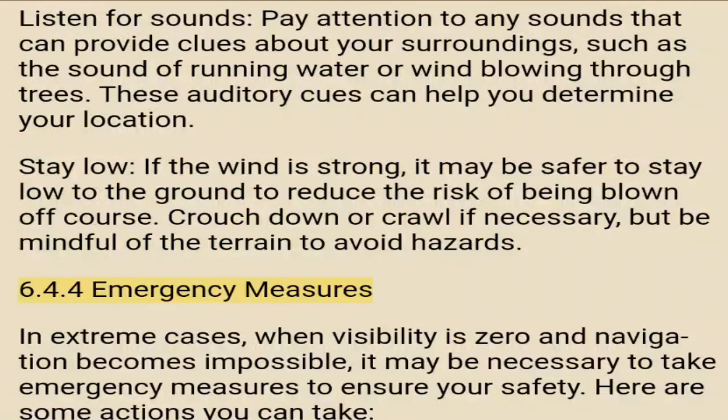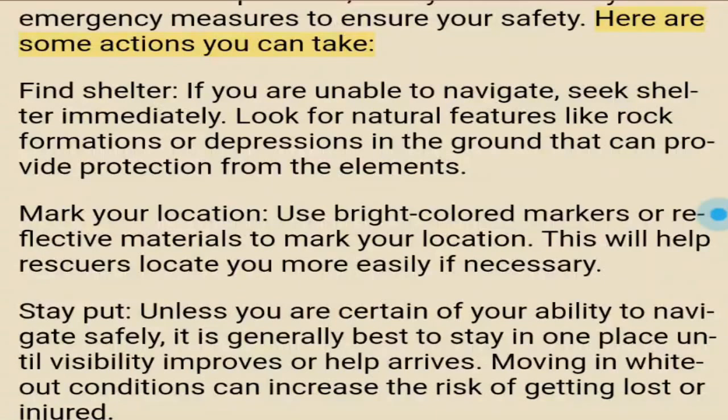6.4.4 Emergency Measures. In extreme cases, when visibility is zero and navigation becomes impossible, it may be necessary to take emergency measures to ensure your safety. Here are some actions you can take. Find shelter. If you are unable to navigate, seek shelter immediately. Look for natural features like rock formations or depressions in the ground that can provide protection from the elements.